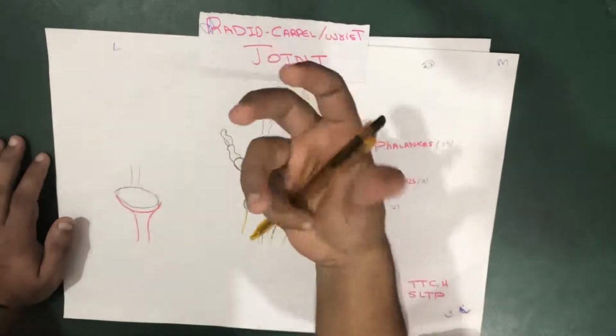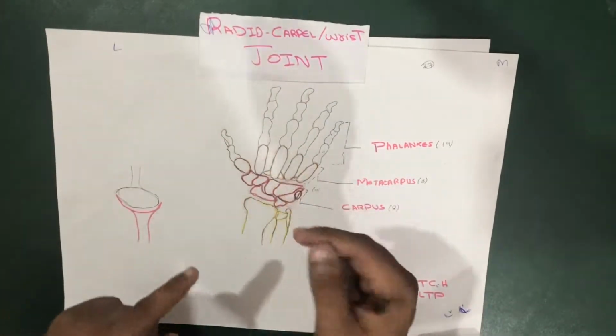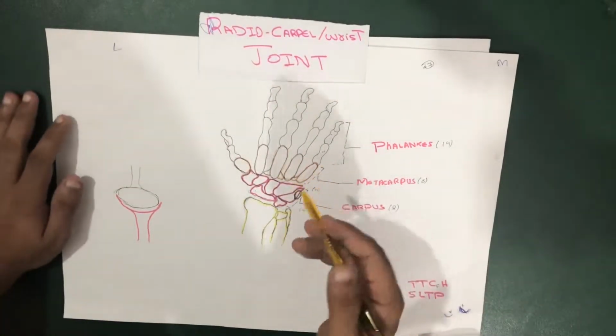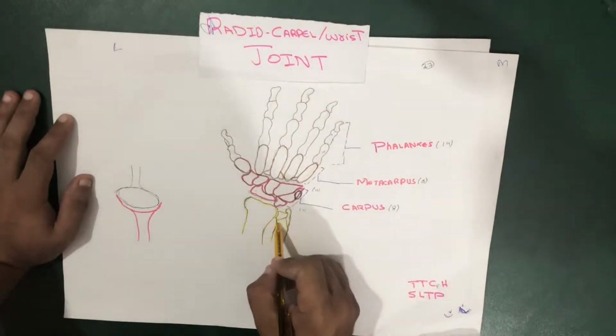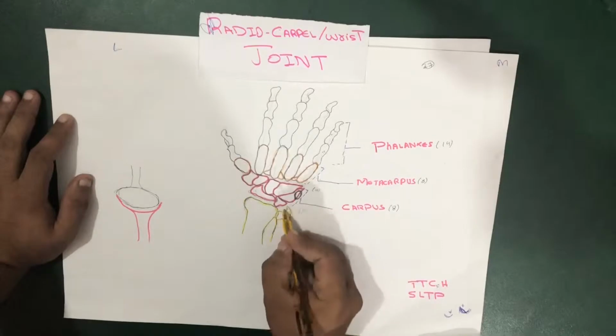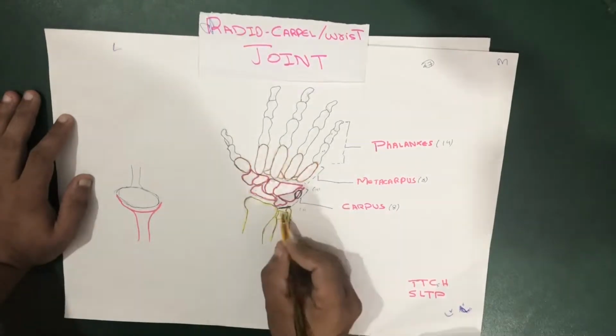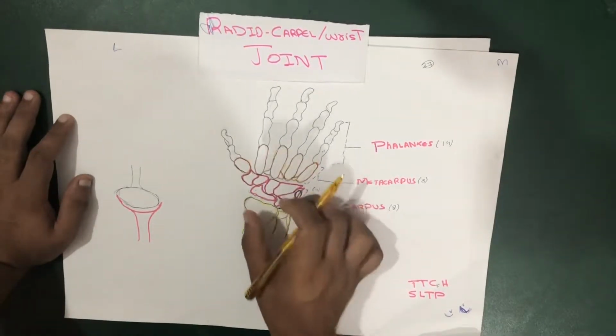It's actually a joint that is formed between the distal end of the radius, I mean this ending end, and the articular disc. There's a disc at the ulnar side. I can't show you that, but there's a disc. The ulna is not involved, but there's a disc which is actually forming this joint.